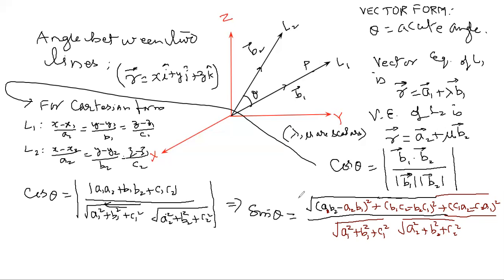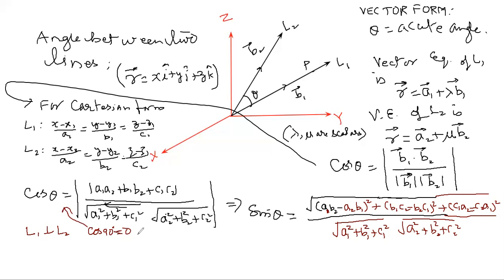If the lines are perpendicular, suppose L1 is perpendicular to L2, that means their angle is 90 degrees. So cos 90 degrees is 0. Here we will put cos 90 equal to 0 in this formula.